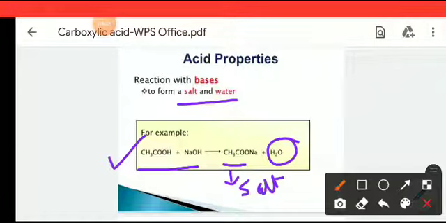Whenever carboxylic acid is reacted with a base, it will give salt and water, similar to the strong acids, but the reaction will be less vigorous and less violent, and the reaction will take some time. But in the case of strong acid, the reaction will be more vigorous and more violent as well, and the reaction time will be less, because the activity of strong acids is much higher than the weak acids, mainly the carboxylic acids.